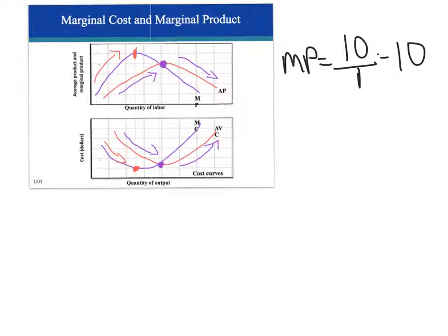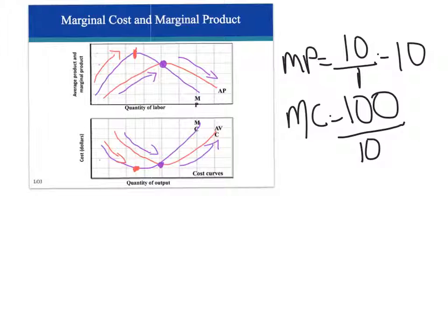Okay, marginal cost of these units. Let's say the workers cost $100, so hiring a worker is 100. And this worker produces 10 units, so the marginal cost per unit here is also 10.